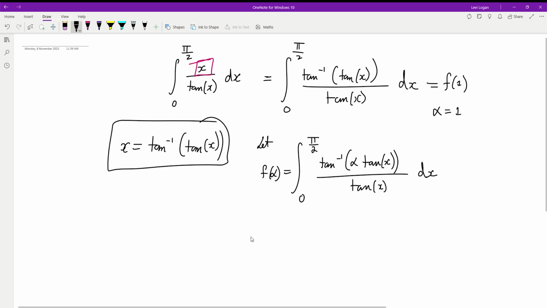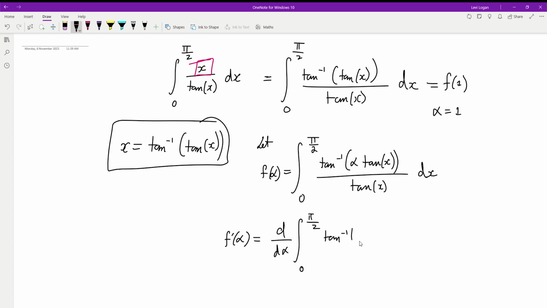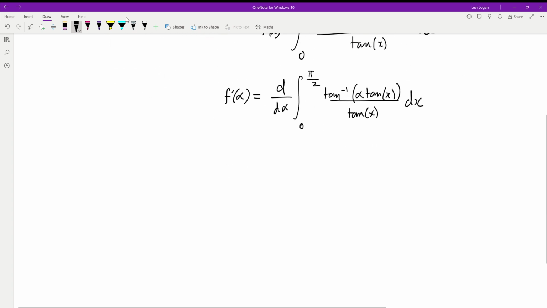So we're going to differentiate both sides with respect to alpha: the integral from 0 to pi on 2 of tan inverse of alpha tan x all over tan x dx. Now we can move this operator onto the inside and change it into a partial derivative. The reason that's good is that with a partial derivative, any other letter that isn't alpha is treated as a constant.